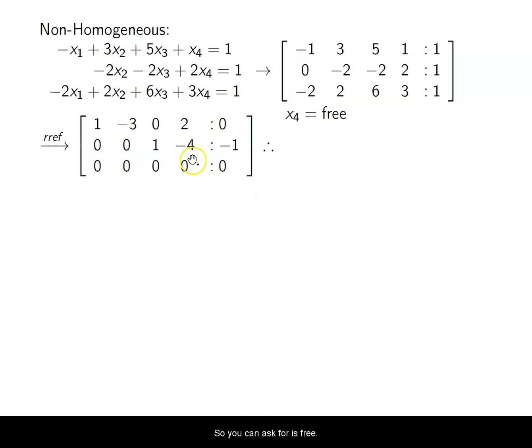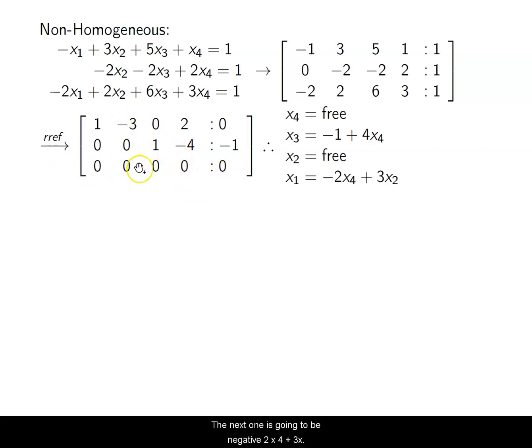So again, x4 is free. x3 is going to be 0. Oh, I'm sorry, x3 is negative 1. Move the negative 4 over, because that's x3 right here. x4 is free, so I have a 0 row. x2 is also free, and x1 is going to be negative 2x4 and 3x2.